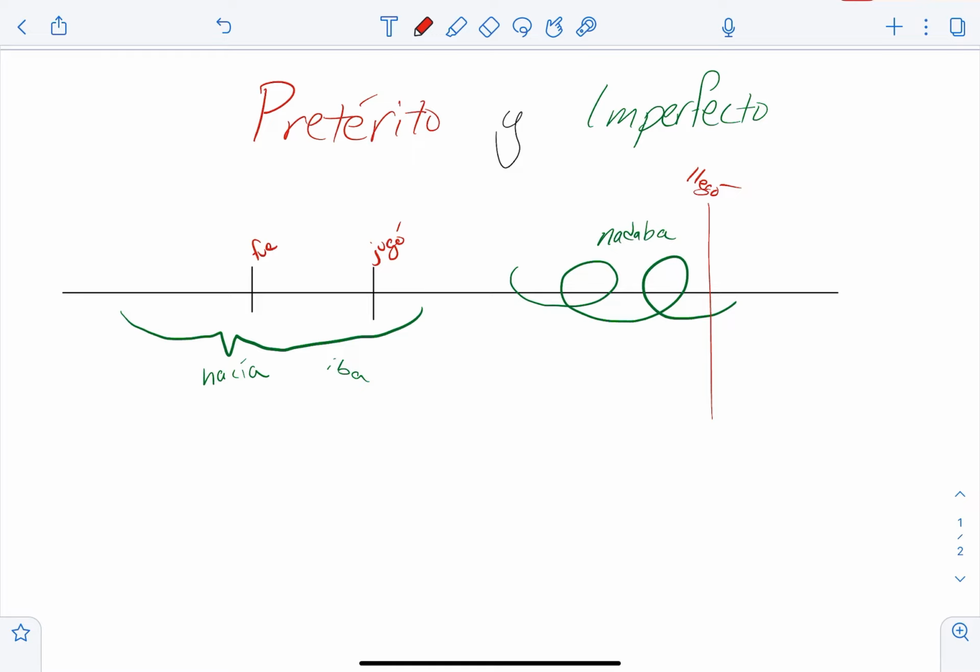So I can use the imperfect to say what was happening, and then the preterite to say what interrupted it or what happened. So the imperfect is what was going on in the background, and the preterite is the interrupting action or the main event that happened. We're going to practice this more in class, but that's just a quick review of when to use preterito imperfecto.